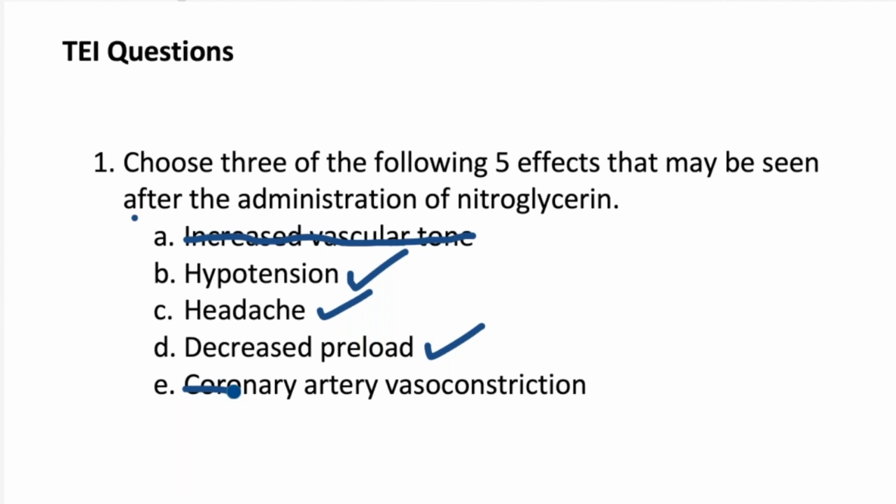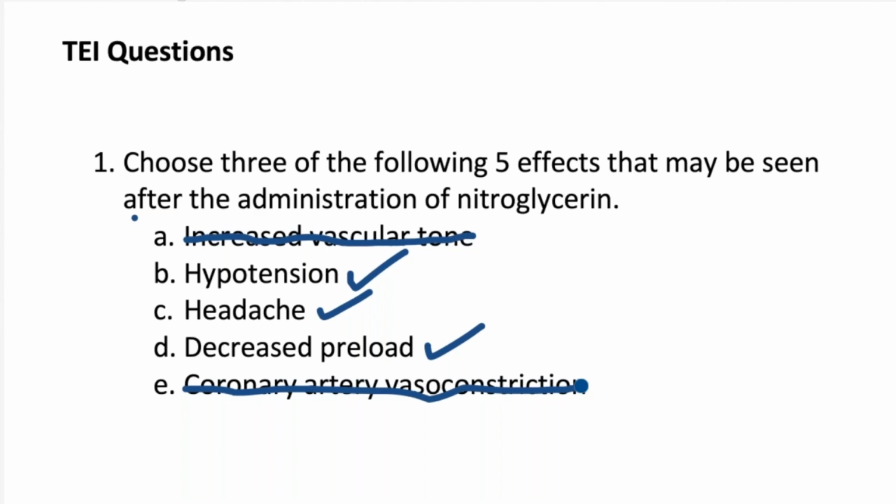And we wouldn't have coronary artery vasoconstriction. And while there's a misconception out there that nitroglycerin is designed to dilate coronary arteries, it's really not. What nitroglycerin does is it reduces the workload of the heart. It pulls a little bit of blood peripherally, reduces preload, reduces the workload of the heart. Headache is a common side effect. Hypotension is a side effect that we don't want. And decreased preload is one that we do want because it reduces the workload of the heart.